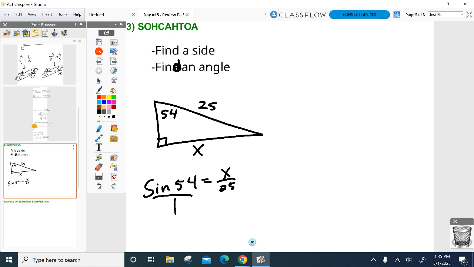Or, how else could I find it? What's up, Ellie? On the other angle, and use something different? Yeah. Okay. I didn't think about that. But yeah, you could do it that way. Find this missing angle here and do adjacent over hypotenuse. Yeah, you could do that.